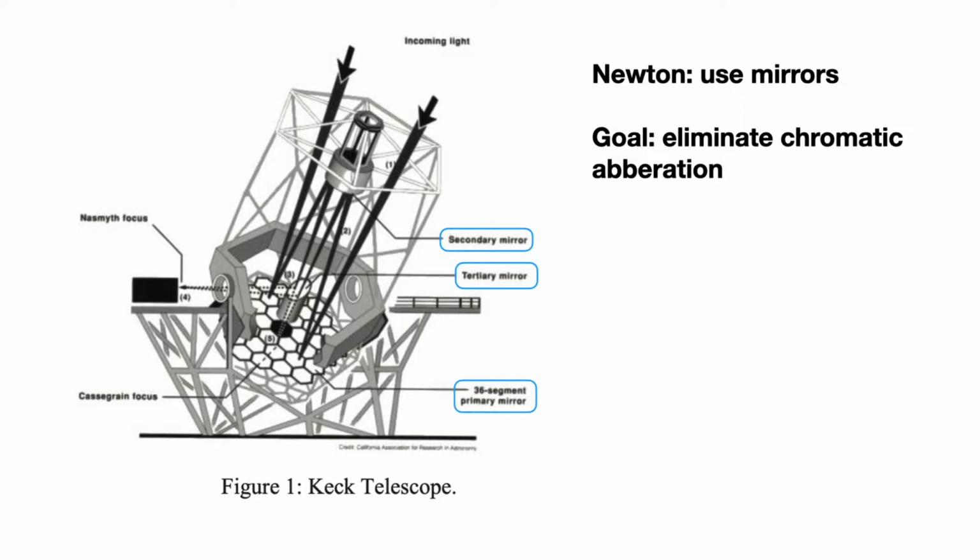The image shows a schematic picture of the Keck telescope. The Keck telescope has three mirrors: a 36-segment primary mirror, which is 10 meters in diameter, then a secondary mirror and a tertiary mirror, which sends the light into the camera.